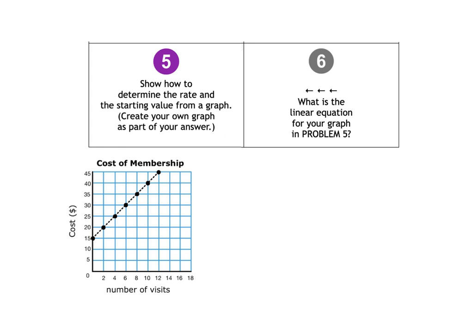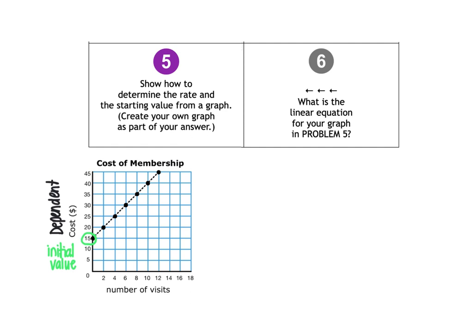Question number 5 asks us to show how to determine the rate of change and the starting value from a graph. Looking at this graph, we can identify the initial value to be 15. 15 is where the line meets the vertical or the dependent axis. That's our starting location. So we begin with $15.